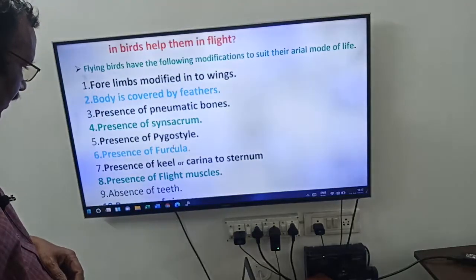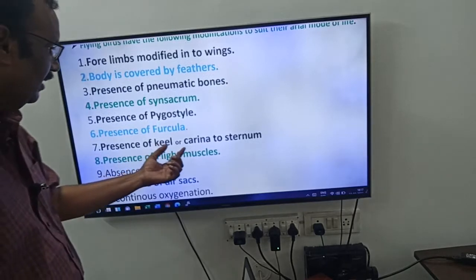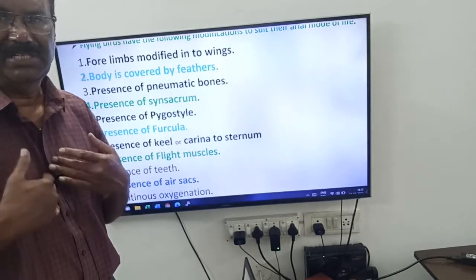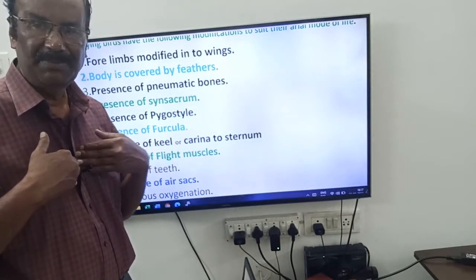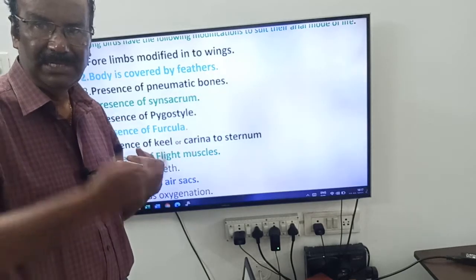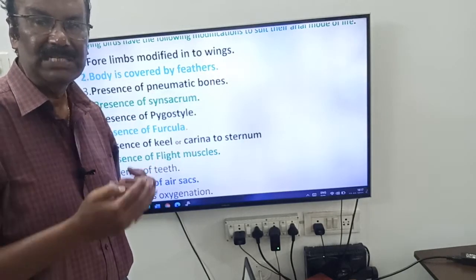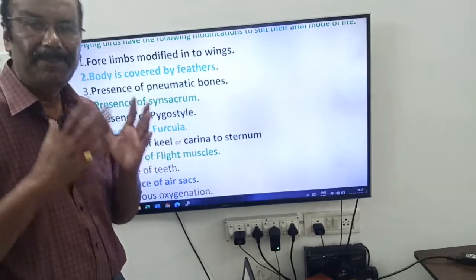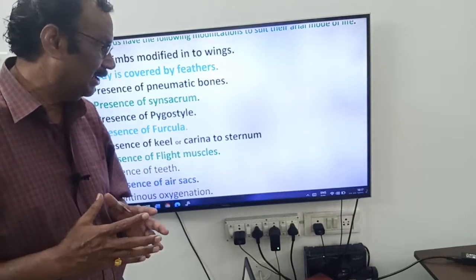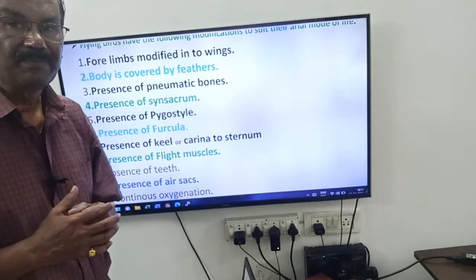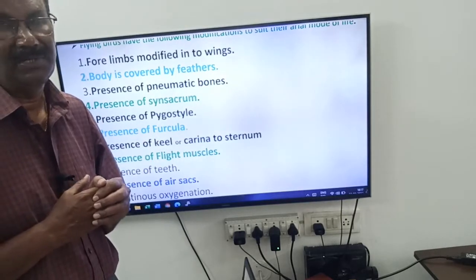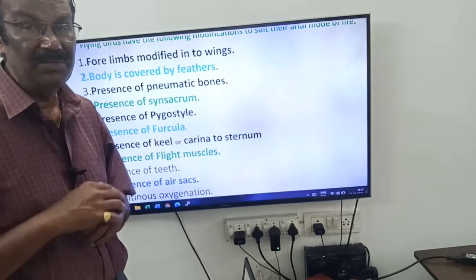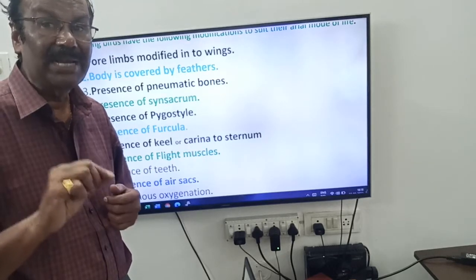Next, friends, the next point you have to know: presence of keel or carina to the sternum. See, friends, this is the breastbone. If you see the breastbone of a bird, it has a dome-shaped structure. That is called what, friends? Keel or carina. Presence of keel or carina to the sternum is an important character of flying birds. Because of that only, friends, flying birds are called carinatae.